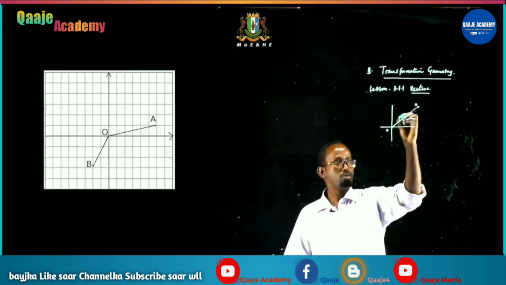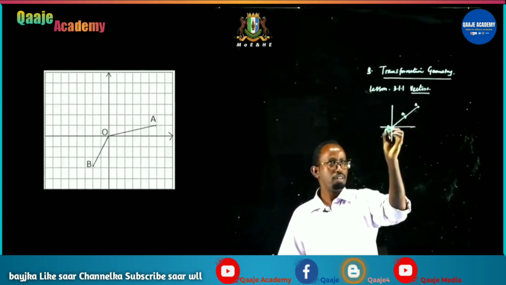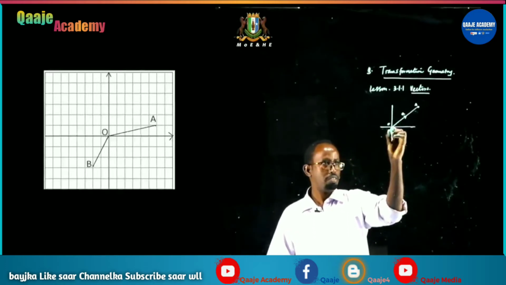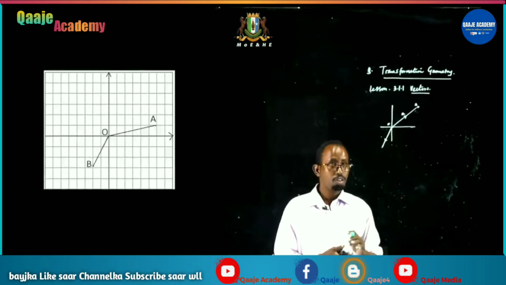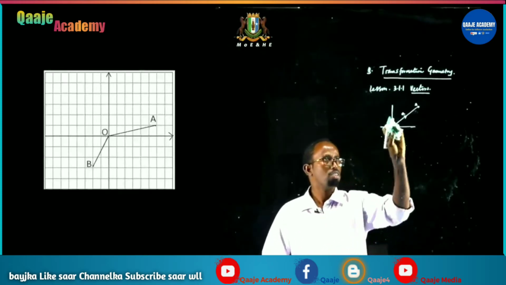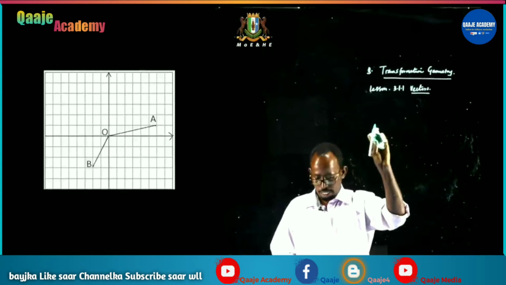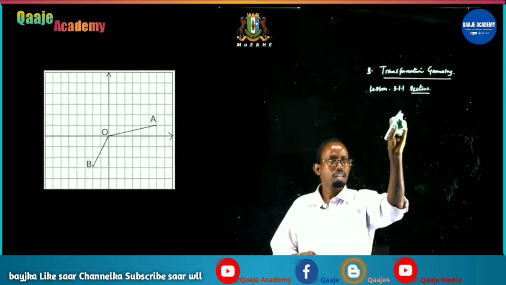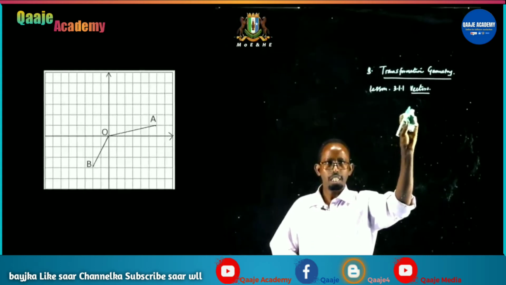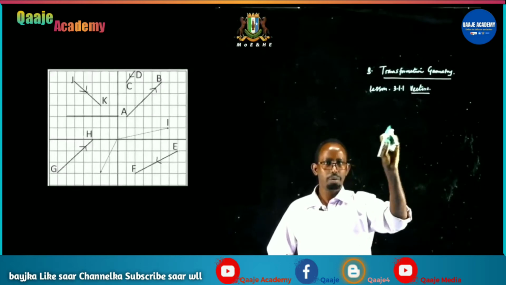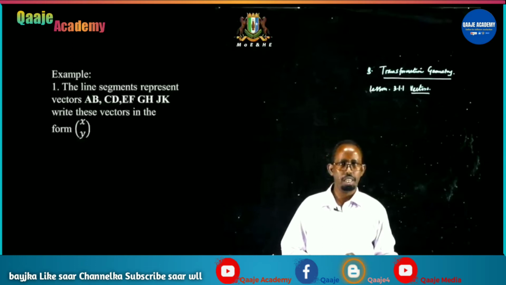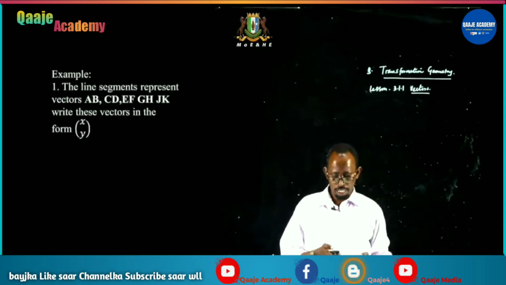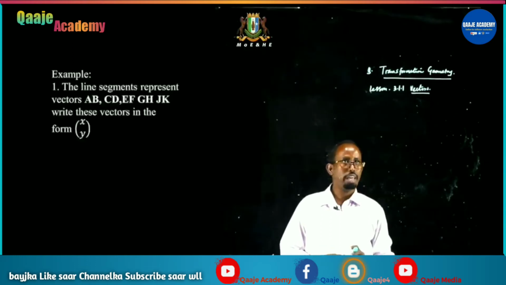So let's call this one A. We also have another one there. Now the arrow will tell you the direction of the vector. Now the line segments represent AB, CD, EF, GH, JK. Write these vectors in the form of x, y.